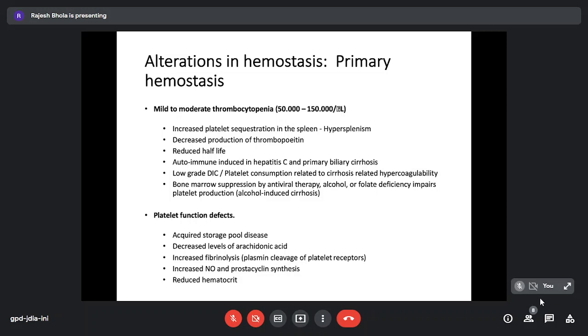So why is there thrombocytopenia? The thrombocytopenia is because of splenomegaly, which is sequestering a lot of platelets, or you can say hypersplenism. There is also reduced production of thrombopoietin, because thrombopoietin is synthesized by the liver, and the liver is not functional. The platelets also have a reduced half-life. There can be an autoimmune destruction of the platelets, especially in hepatitis C and primary biliary cirrhosis patients. There can be a low-grade DIC, platelet consumption related to cirrhosis-related hypercoagulability, or there can be bone marrow suppression.